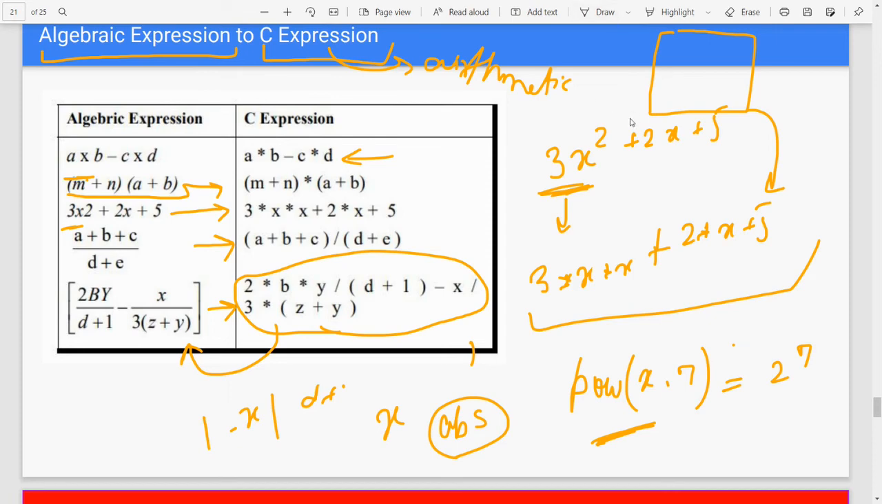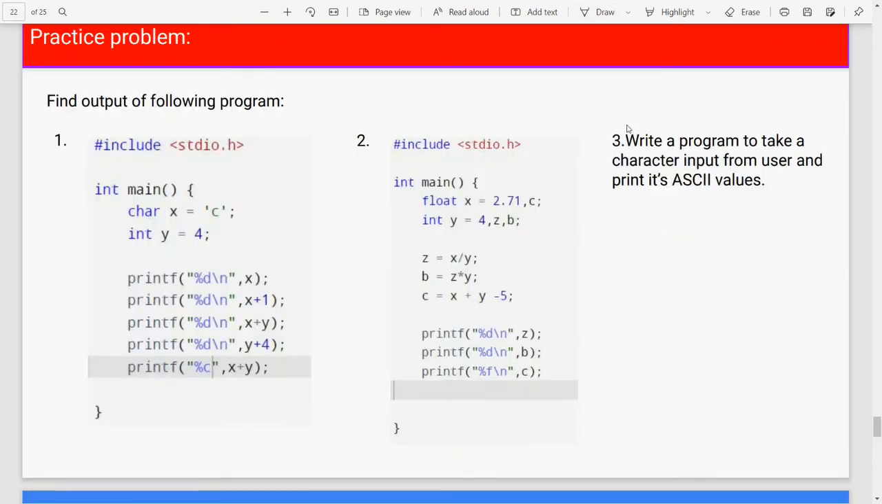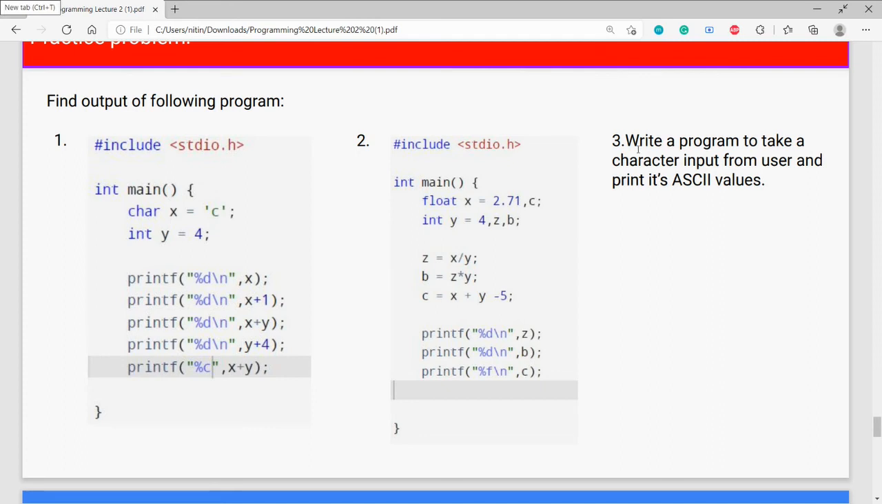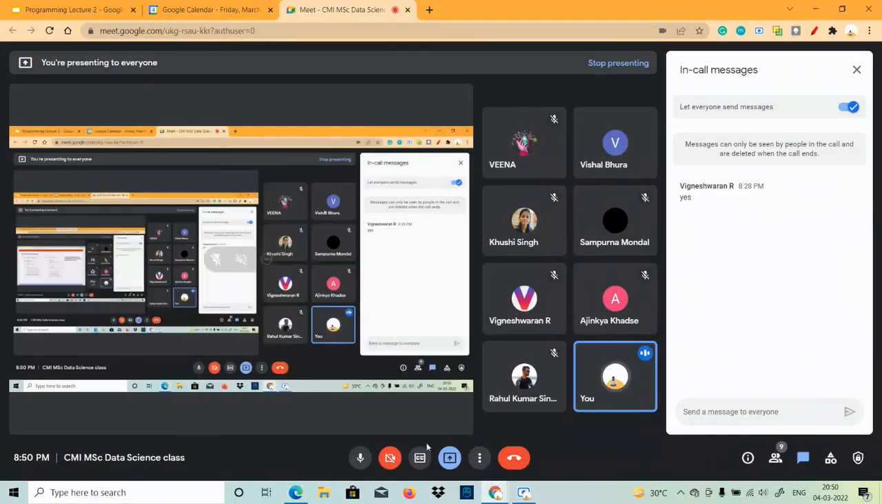Okay, so I have put here some practice problems. So this practice problem is for you. In the last class, I discussed a lot of things related to characters, and in this particular class I discussed how to write x plus one, x plus y, this particular type of thing. So you can do this type of thing also.